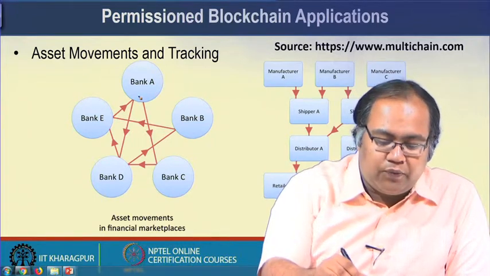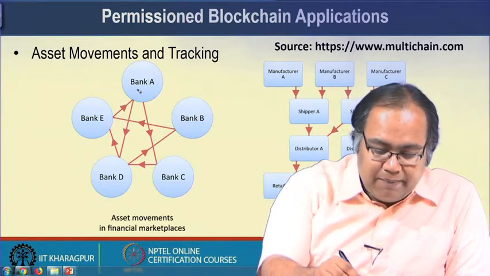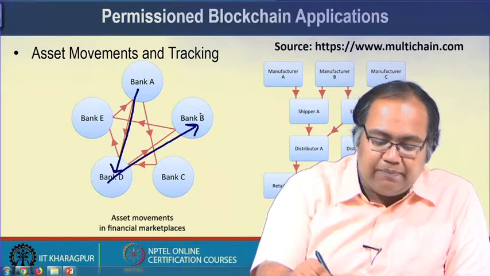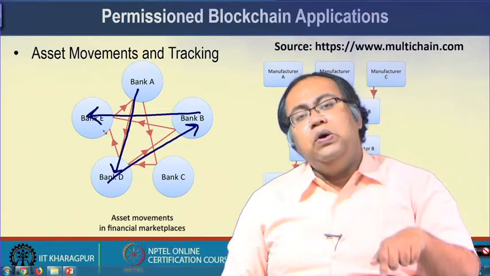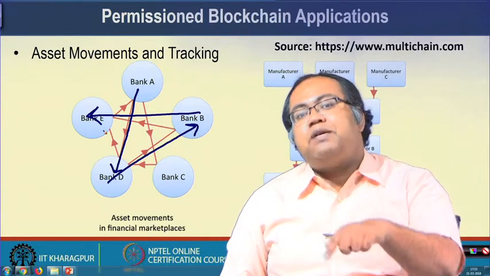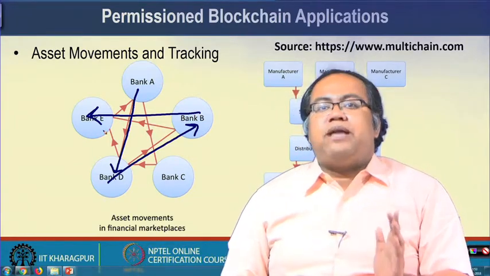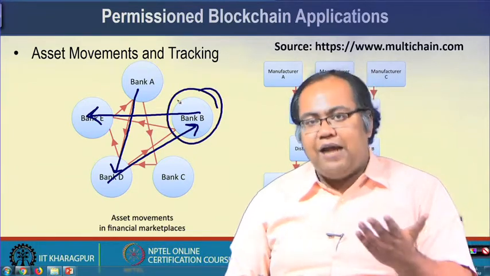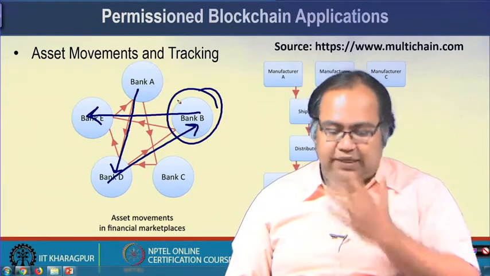So, when it is moved from say bank A to bank D, then bank D to bank B, then bank B to bank E, you want to monitor and keep track of that, and you want to keep track of that in such a way that bank B cannot deny at a later time that it has not received that particular asset.